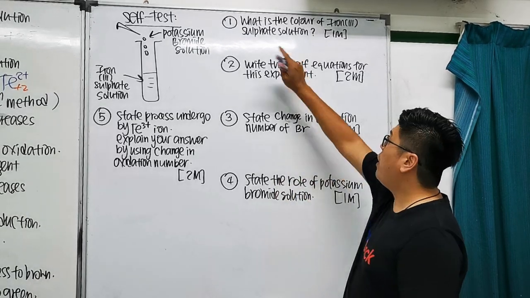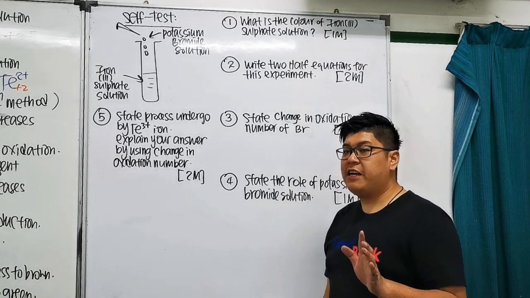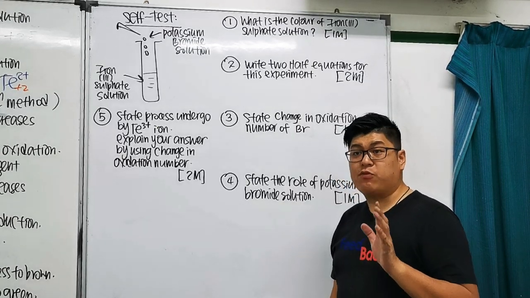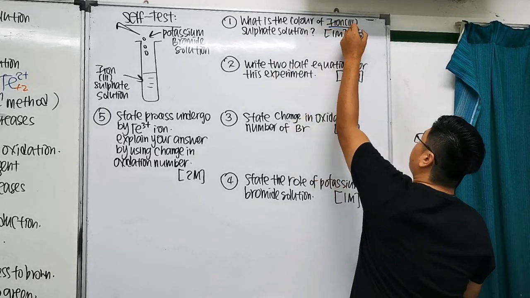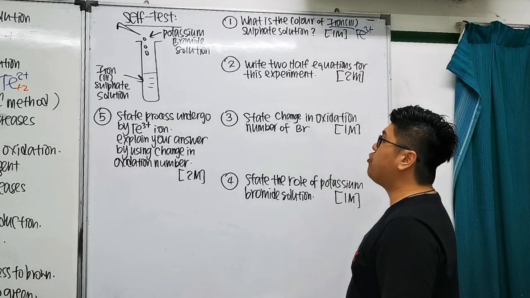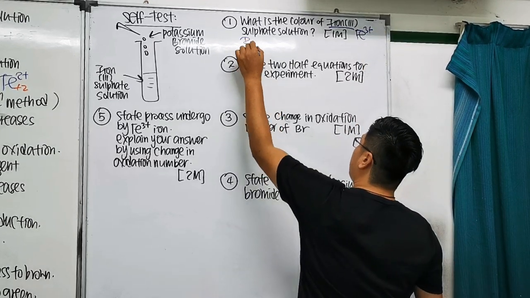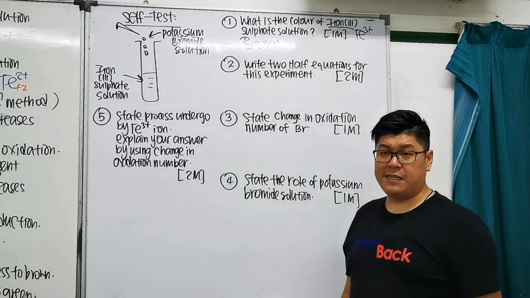Alright. So the first one, what is the color for iron(III) sulfate solution? Don't get me wrong, guys. They don't ask for color change, right? They ask for color. So iron(III) sulfate has iron(III), which is Fe3 plus. We learned in Form 4, anything with Fe3 plus, the color should be brown. Okay, green is Fe2 plus. Alright?